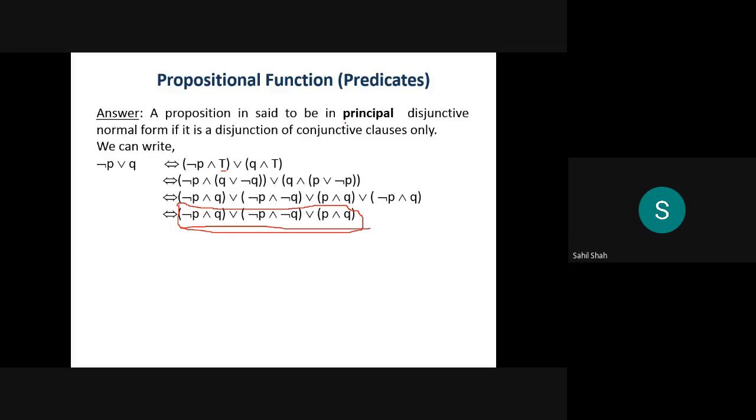This is about principal disjunctive normal form. It is asked nowhere in the university examinations, but from the GATE point of view, the GATE examination, this is of utmost importance. In GATE, they will ask you to compute the principal disjunctive normal form. And many times students get confused and put a wrong answer of normal disjunctive form, which is not expected.